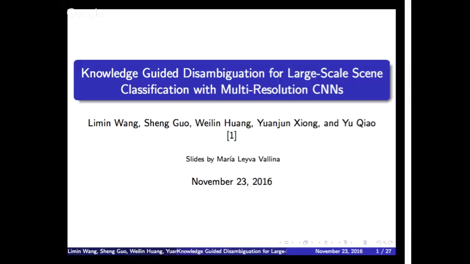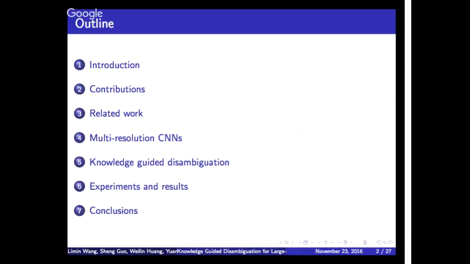I'm going to talk to you about a paper titled Knowledge-Guided Disambiguation for Large-Scale Scene Classification with Multi-Resolution CNNs. I'm going to do a brief introduction to the problem. I'm going to talk about the contributions of this paper, very briefly about some related work, and then I'm going to talk about the things they propose that are multi-resolution CNNs and the knowledge-guided disambiguation. Then I'm going to comment on the experiments and results and finish with the conclusions.